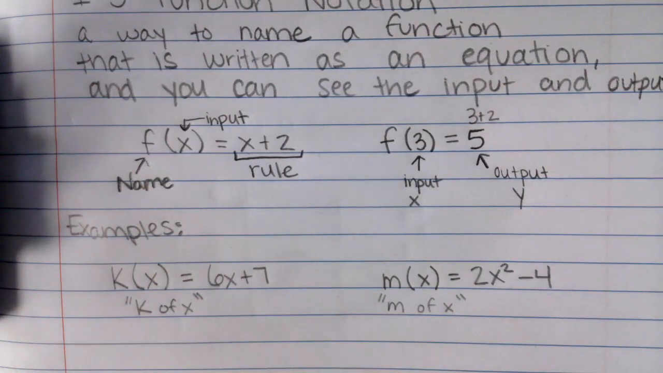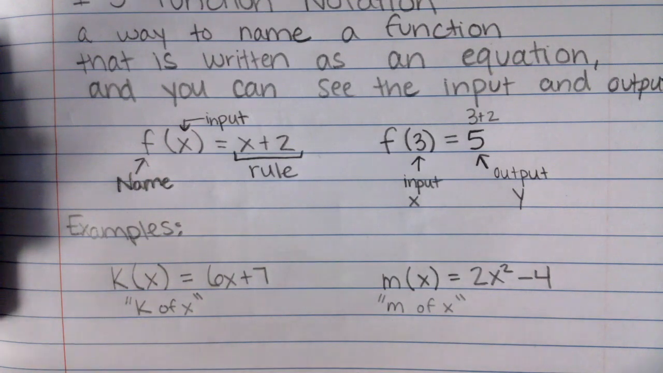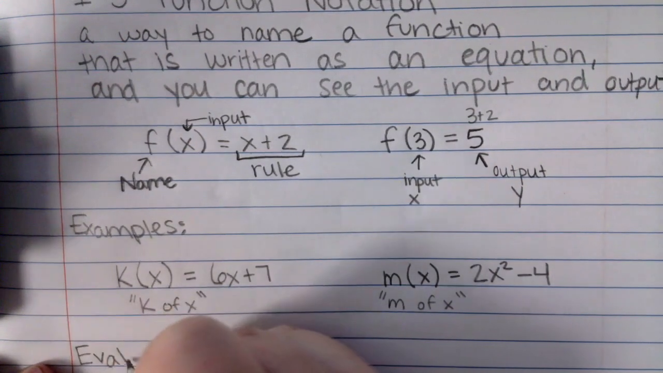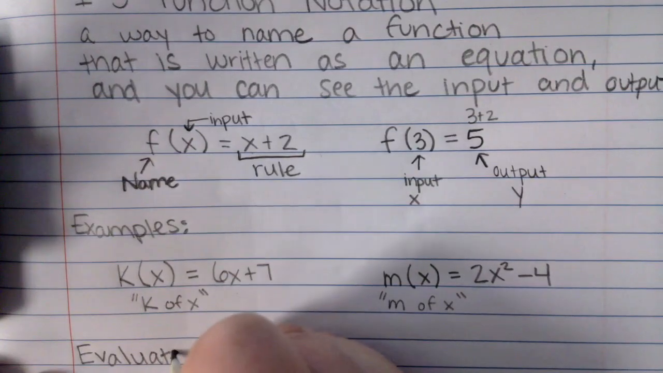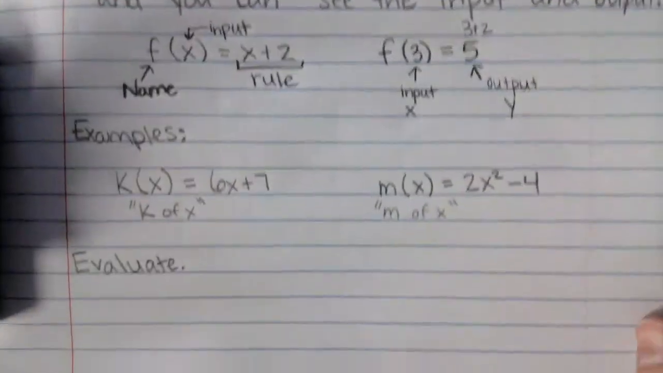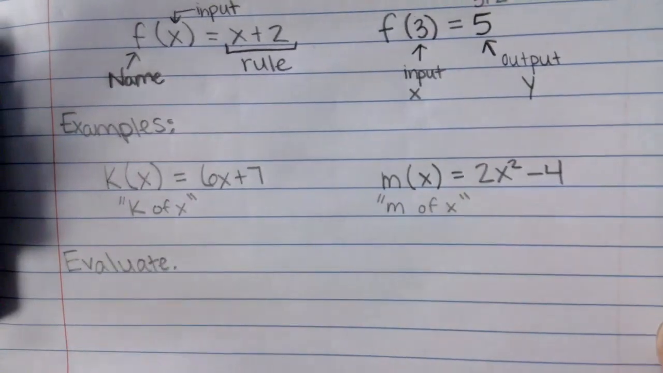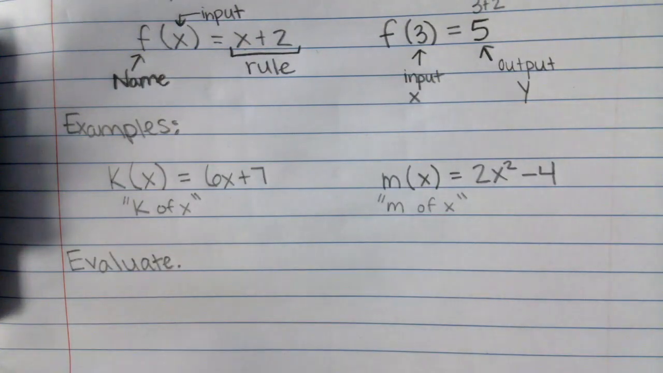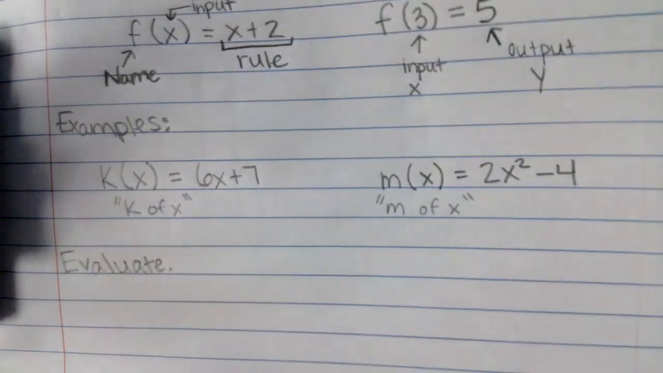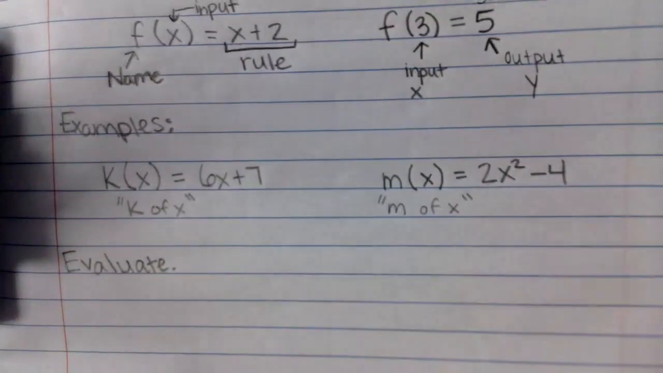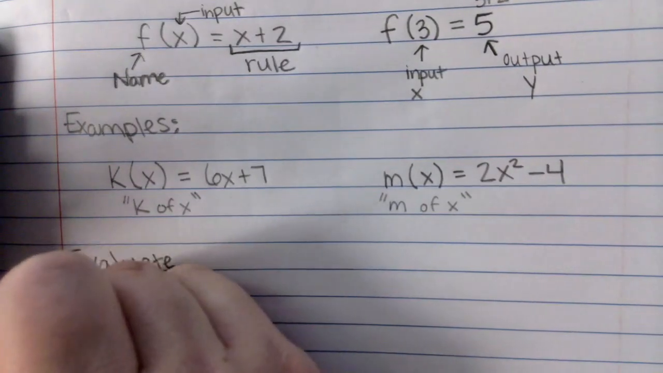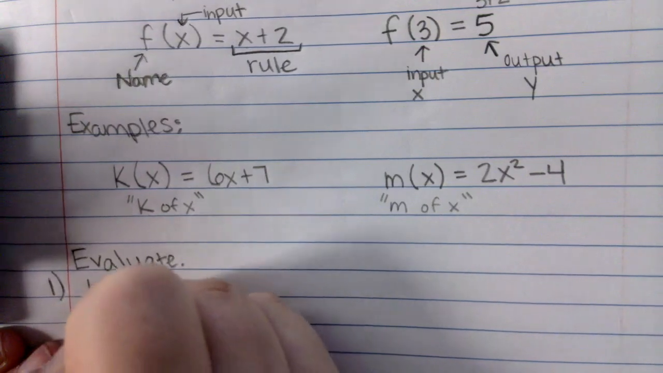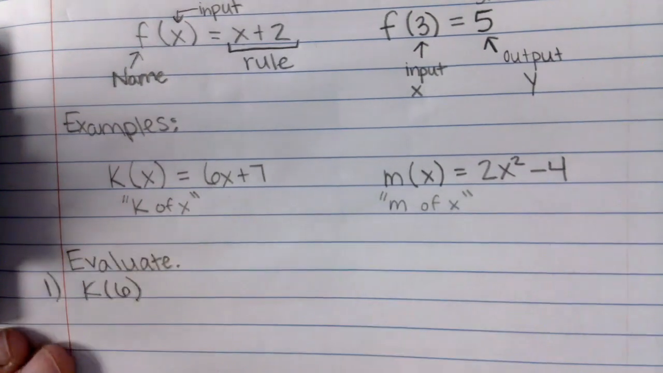For all my examples, my directions are going to be to evaluate. Evaluate is a little bit different than simplify. Simplify means to get it as easy as possible, but usually there's still a variable in our answer. When we see evaluate, it tells us to find the answer, actually get a numerical number. So for number 1, we're going to do k of 6. And that tells me that I'm going to put 6 into function k.